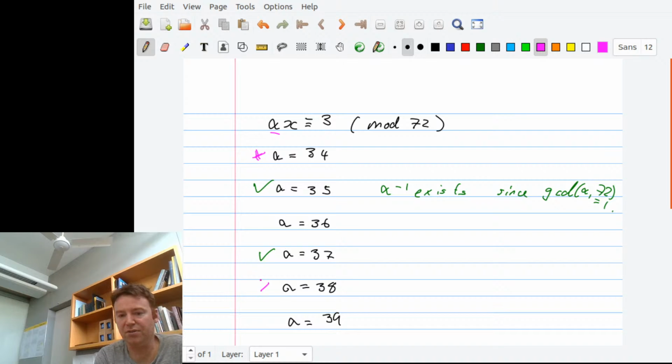Similarly, that's not going to fly. This one will fly. This one will fly. It's a bit more subtle though. So these are no solutions. No solution.